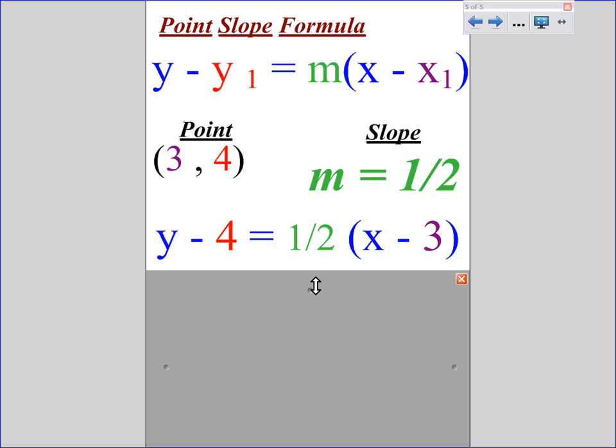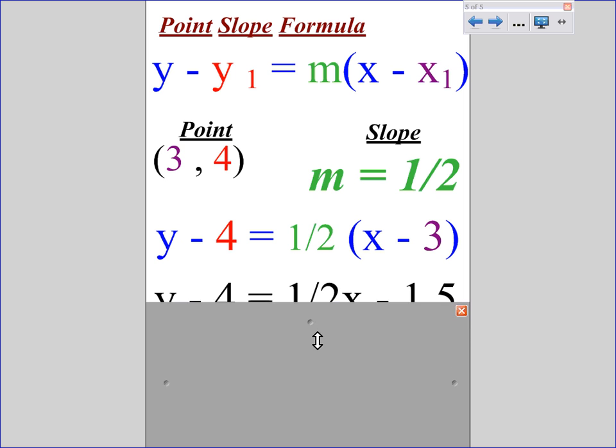You plug in your values in your equation. Notice there's nothing to simplify firsthand, so now all I have to do is the distributive property on the right. So then 1/2 times x is 1/2 x. And then when I take 1/2 times a negative 3, if you're more comfortable, notice what I did. I made them decimals. I made 1/2 0.5, and I multiplied it by negative 3. You get 1.5. Okay, so that's a negative 1.5 over here, or minus 1.5.